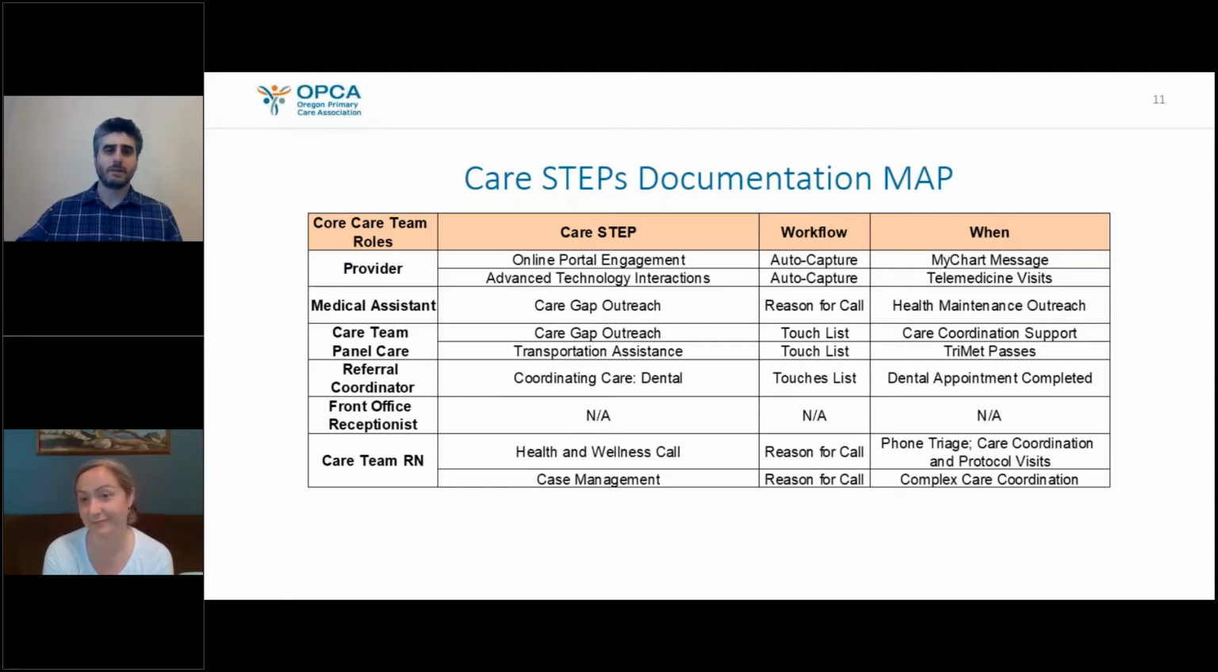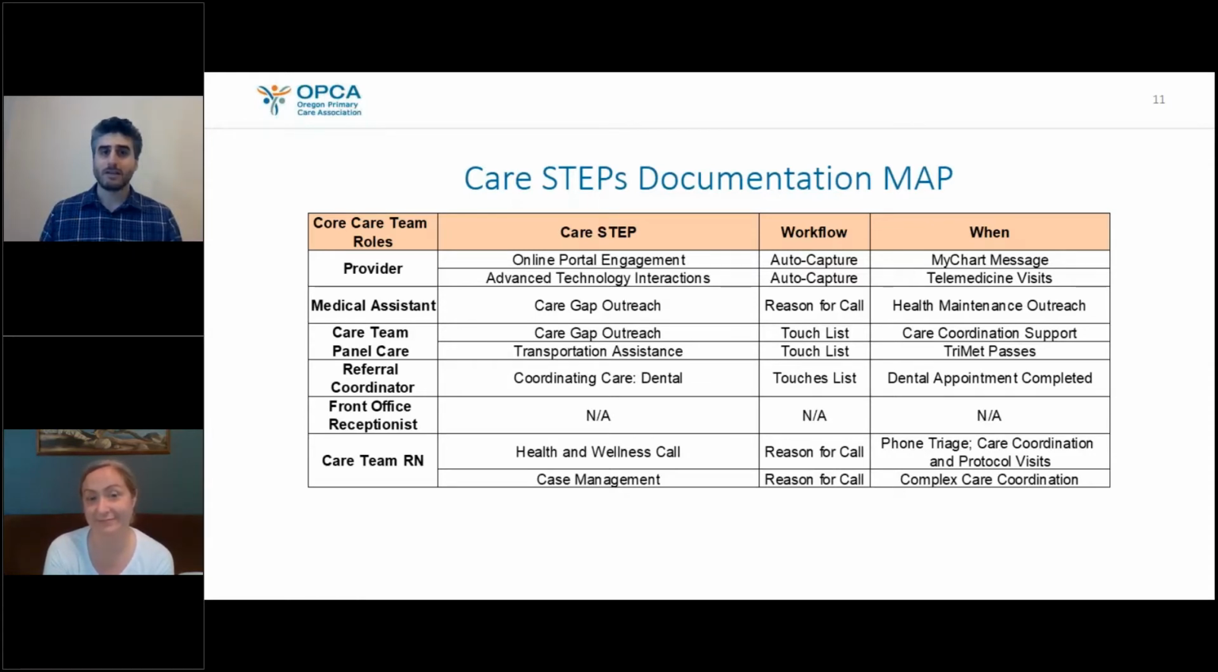So providers, in my mind, any of the care steps that they provide in lieu of office visits are generally those MyChart messages where patients can directly access them between visits. And as mentioned, those telemedicine encounters. So as you see there, the care step category would be advanced technology interaction as well as online portal engagement.